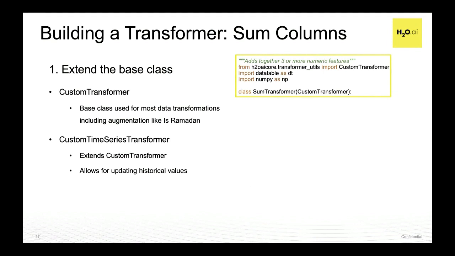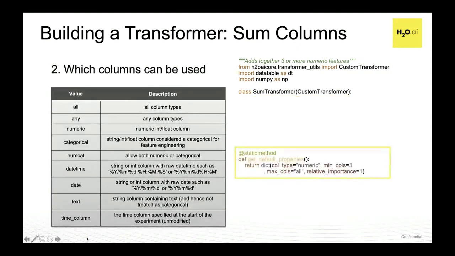The three packages we're going to be using are NumPy, datatable, and then this custom transformer class. So this is actually part of Driverless AI and what we're going to be referencing. So once we've extended our model, the next thing we're going to do is tell Driverless AI which columns are allowed to use this transformer. And this is done in the getDefaultProperties method.